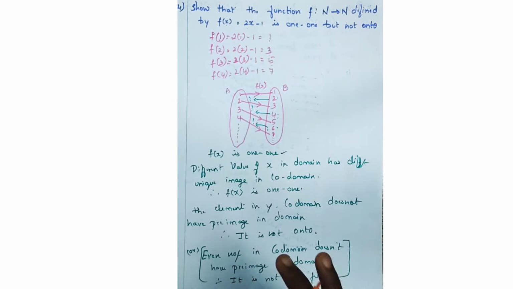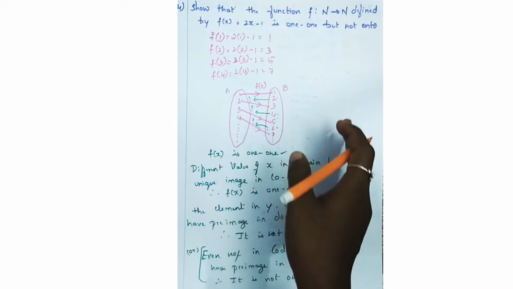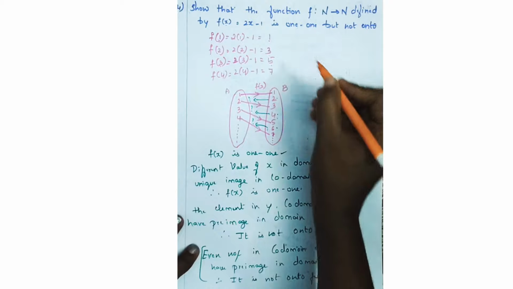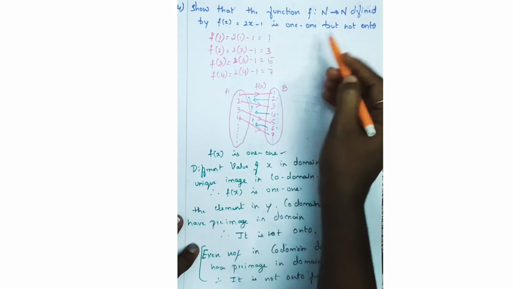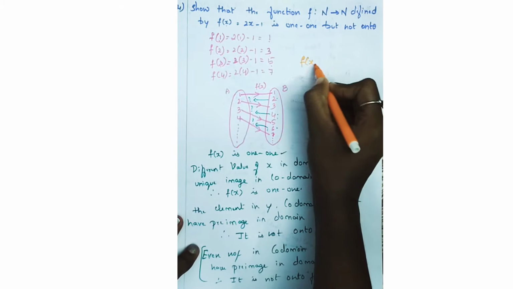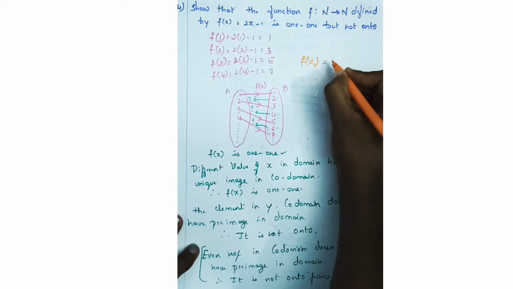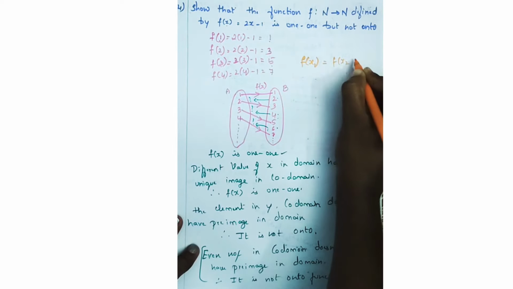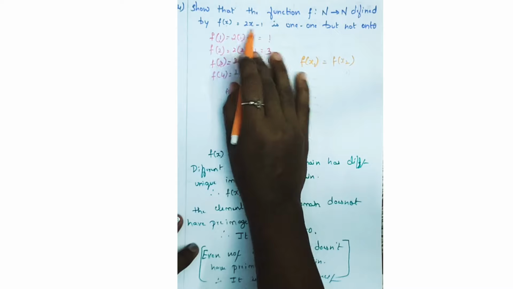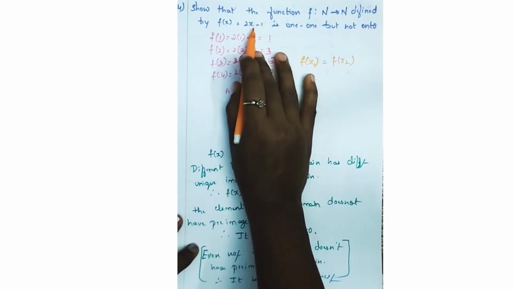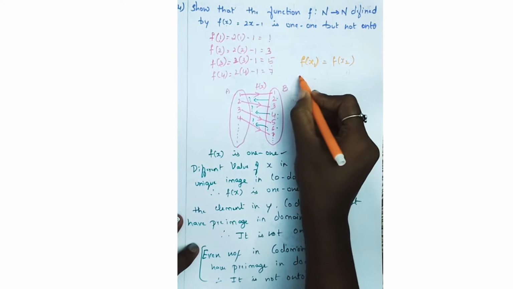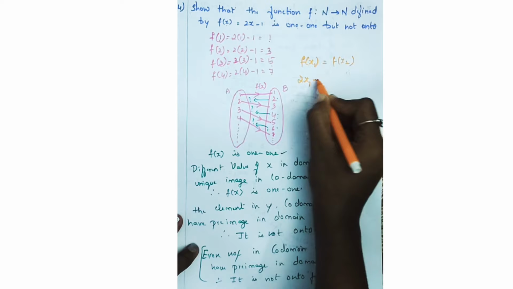Before going into the fifth sum, I'll show you one more method to show whether a function is one-one. They have given this f of x, right? You take f of x1 equals f of x2. What is your f of x here? It means 2x minus 1. So f of x1, you substitute x1 in the place of x, which means 2x1 minus 1.